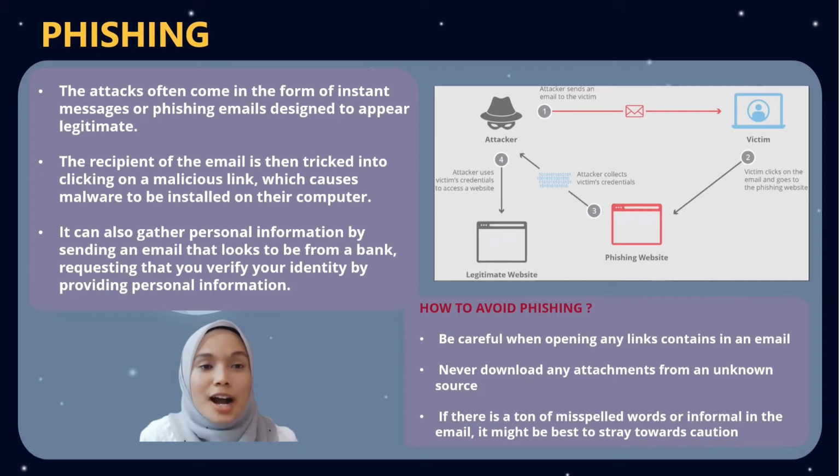As a user, how to avoid phishing? Phishing can be avoided by being extra careful when opening any link contained in an email. Secondly, never download any attachment from an unknown source. And lastly, if there is a ton of misspelled words or grammar errors in the email, it may be best to stray towards caution.